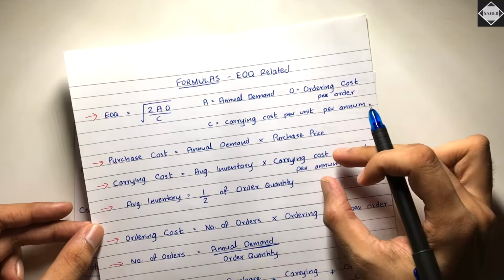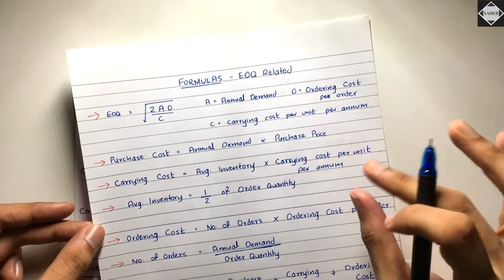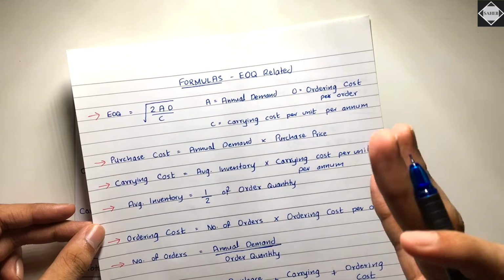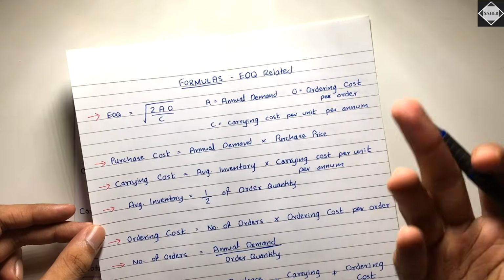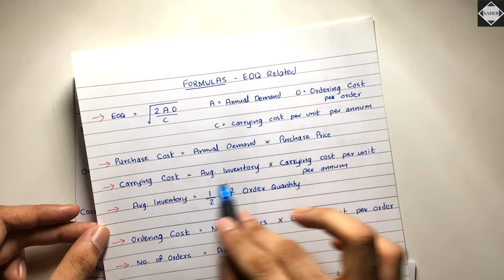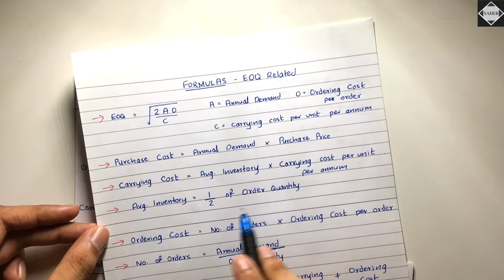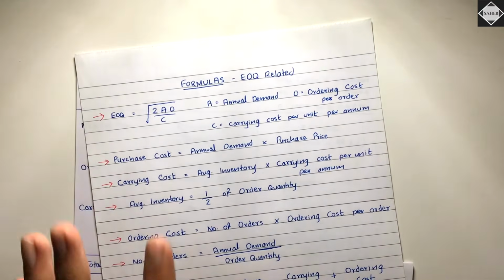We just have 20%, so we will be using 20% over here. Is this much clear to you? We don't have carrying cost per unit per annum because we don't have purchase price. How can we calculate? We just have 20%, so we'll be using 20%. Do we have average inventory? How do we calculate average inventory? Half of order quantity.